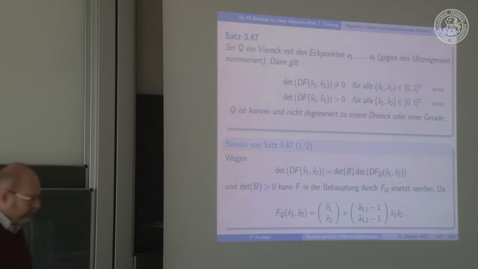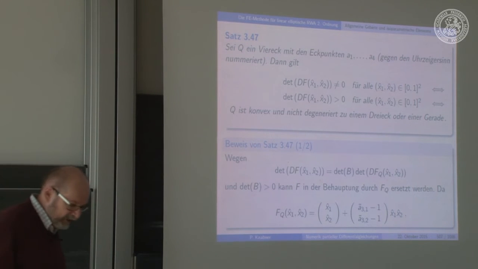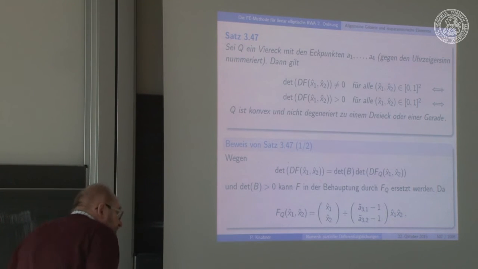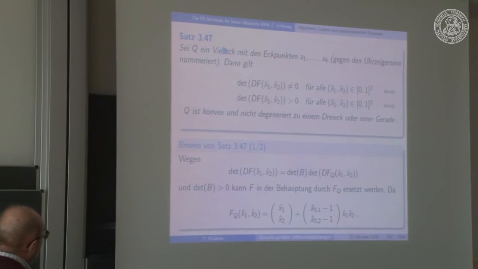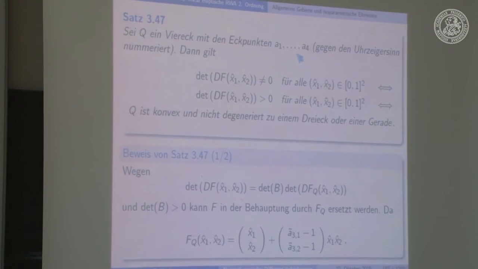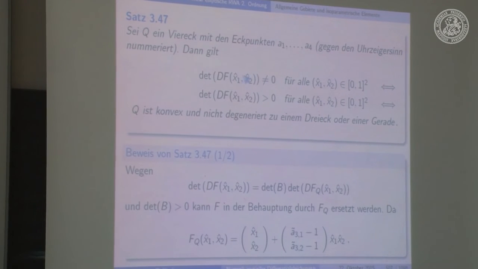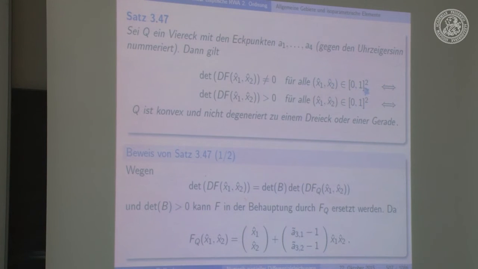So, and this is the statement. And this is quite a nice statement, in particular as the proof has a small surprise. So the statement is we are considering a general, in 2D, a general rectangle, Viereck, with the nodes A1 to A4, counterclockwise oriented. Then the determinant does not vanish everywhere on the reference unit square if and only if its determinant is positive. It's clear it has to be positive or negative.